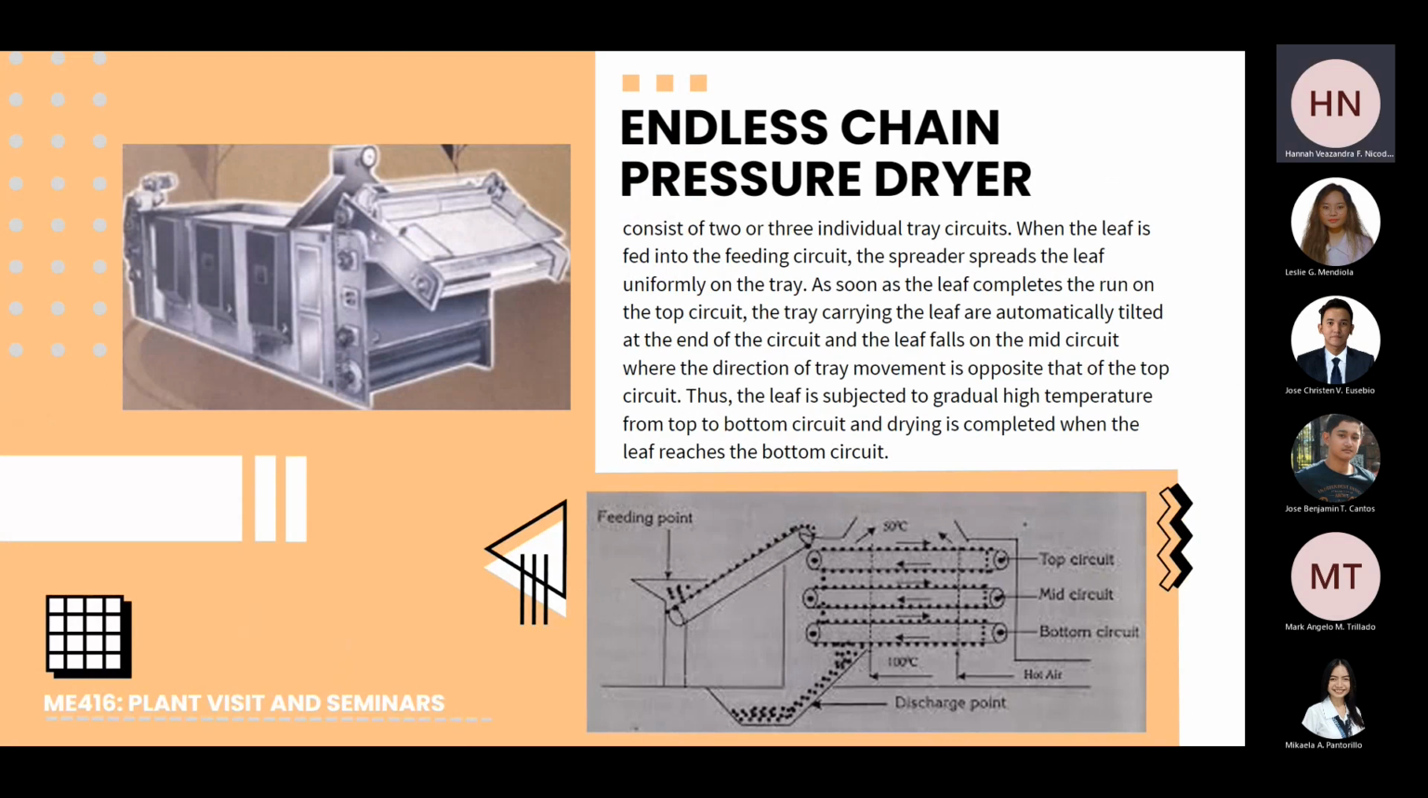For the last type of convective drying, the endless chain pressure dryer, it consists of 2 or 3 individual tray circuits. When the leaf is fed into the feeding circuit, the spreader feeds the leaf uniformly on the tray. As soon as the leaf completes the run on the top circuit, the trays carrying the leaf are automatically tilted at the end of the circuit and the leaf falls on the mid-circuit, where the direction of the tray movement is opposite that of the top circuit. Thus, the leaf is subjected to a gradual high temperature from top to bottom circuit, and drying is completed when the leaf reaches the bottom circuit. Next po.